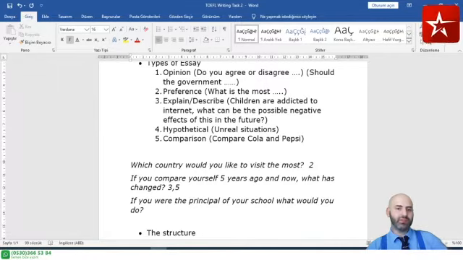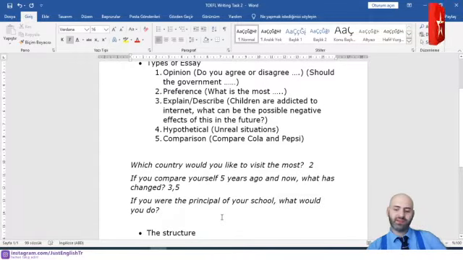For this one, you also need to pay attention to the structure of the question. If you look at the structure, you understand probably that it is unreal situation because the question type is if conditional number 2. And yes, this is type number 4. A lot of you are correct because it asks you unreal situation. You are not the principal of the school. Therefore, this is definitely type 4 because it's unreal situation.